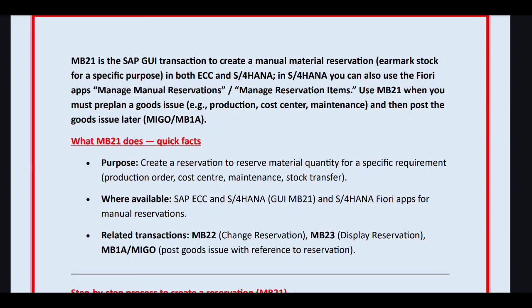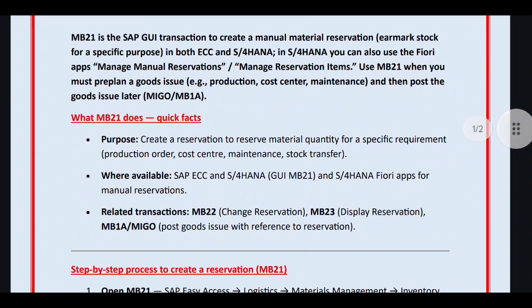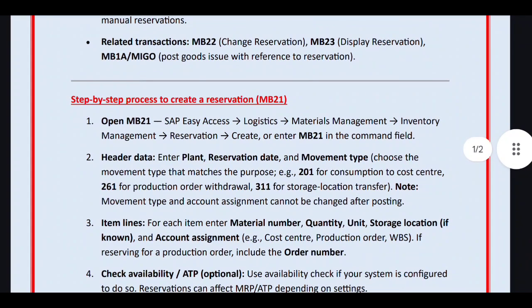Where is it available? SAP ECC and S4 HANA, and S4 HANA apps for manual reservation, right? MB22 and MB23 are the related transactions. MB22 is for changing a reservation and MB23 for displaying a reservation, right? So what are the steps involved in MB21? You can use MB21 in the command window or the SAP menu path: SAP Easy Access, go to the Logistics menu, Materials Management, Inventory Management, Reservation, Create, or enter MB21 in the command field, right?